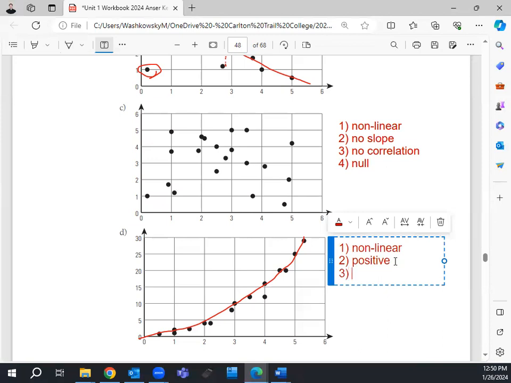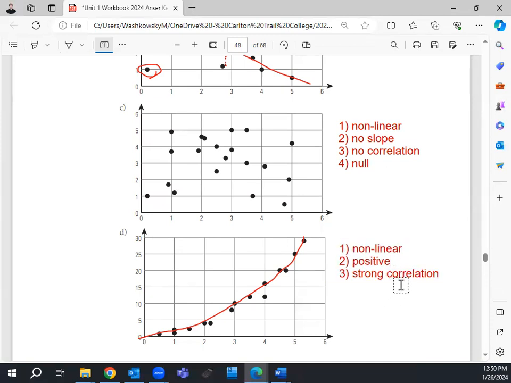So this one's clearly positive. Does it seem like there's a good correlation with this? Yeah. Yeah, there's a strong correlation here, right? Am I spelling this wrong? No.